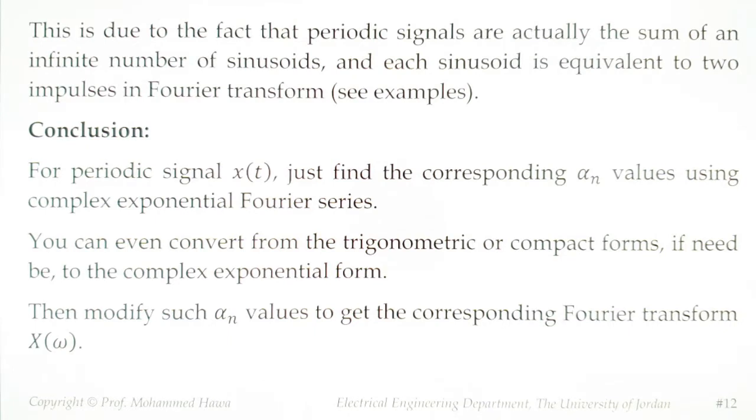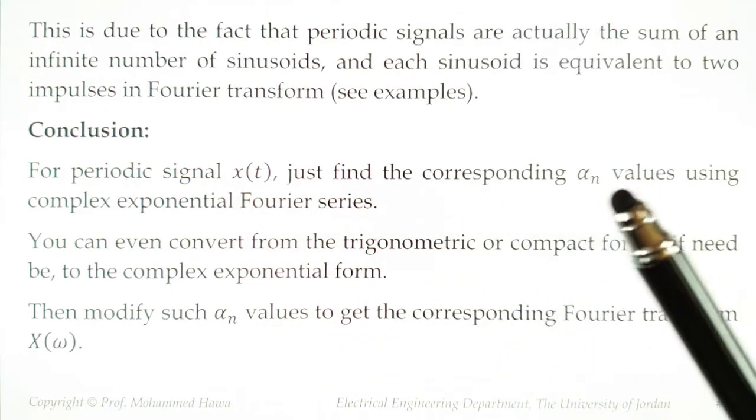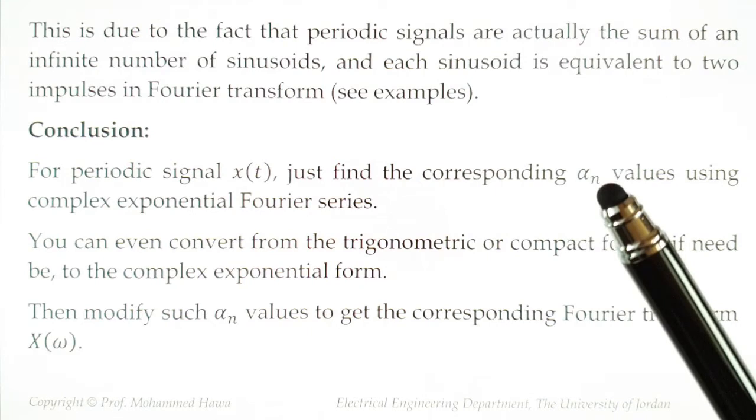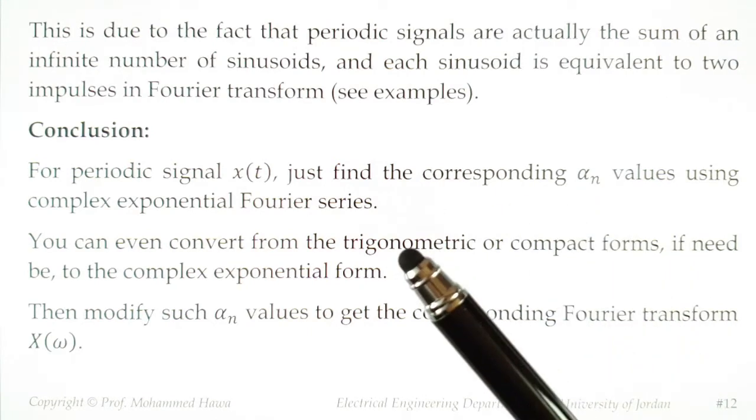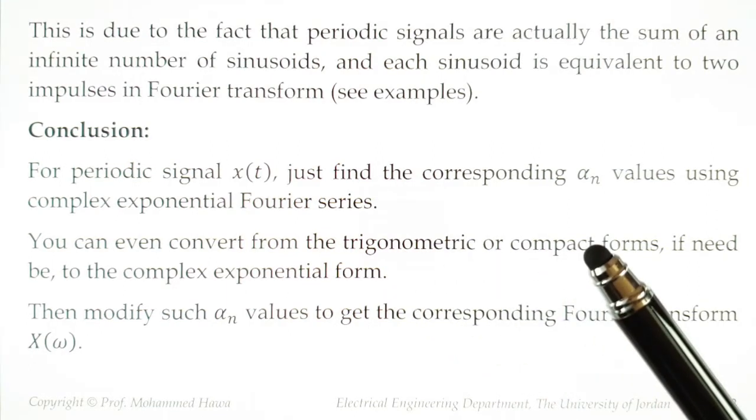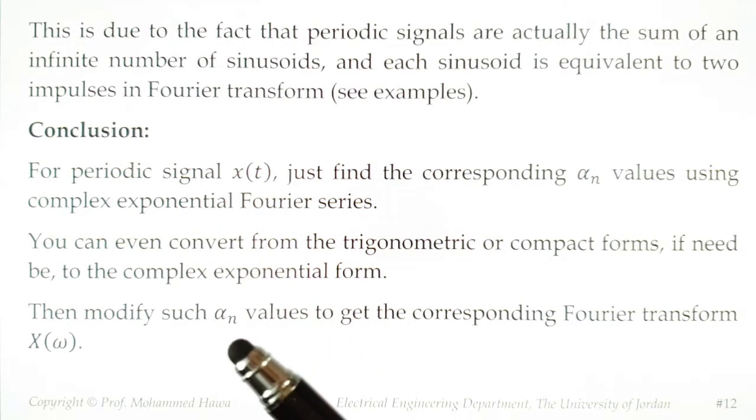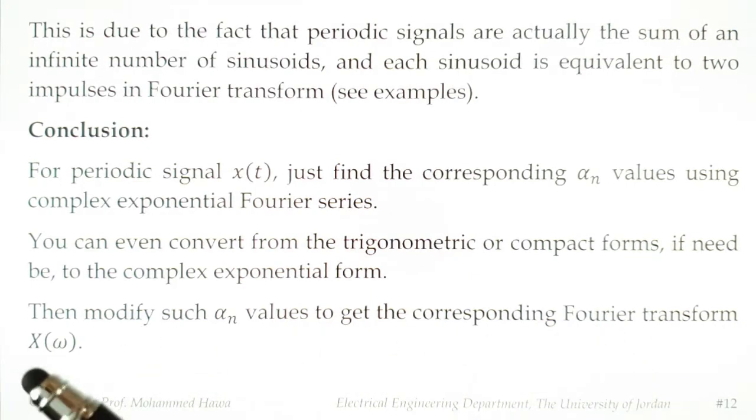In conclusion, usually I do not evaluate the Fourier transform for periodic signals. Rather, if I am faced with a periodic signal x of t, I find the corresponding alpha n, the Fourier series. We already practiced calculating Fourier series alpha n. Not only that, sometimes we have the answer for the Fourier series in the trigonometric form or the compact form, and we can easily convert that into the complex exponential form. Once you have the alpha n's, you can easily modify such alpha n's to get the result of the Fourier transform X of omega. Just multiply by 2 pi and convert the lines into impulses, and you're done.